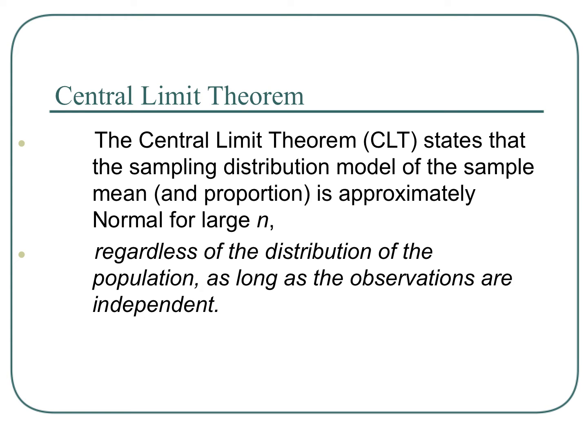The central limit theorem becomes really important in allowing us to use the normal model. The central limit theorem states that the sampling distribution model of the sample mean and proportion is approximately normal for large sample sizes, regardless of the distribution of the population, as long as the observations are independent. Okay? How do you tell between a large and a small sample? We're going to use 25 as our number for a large sample size. Anything above 25 we're going to consider a large enough sample size.